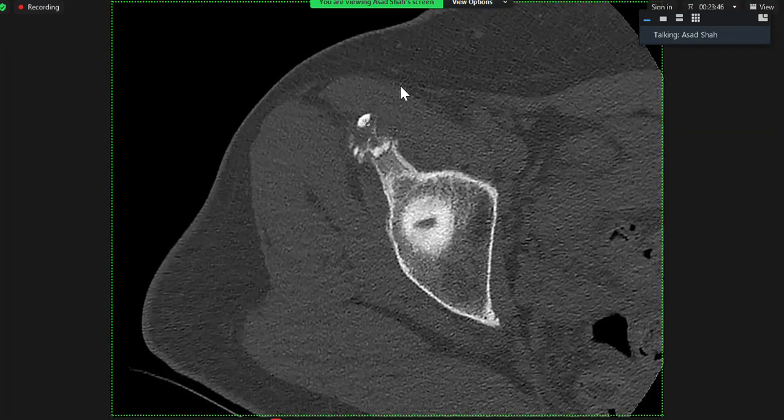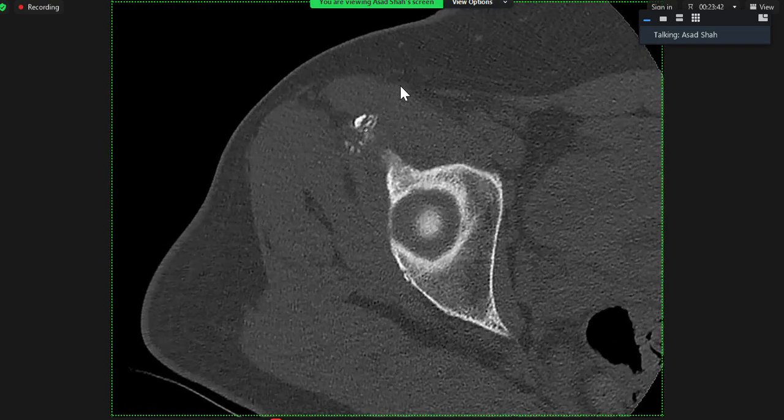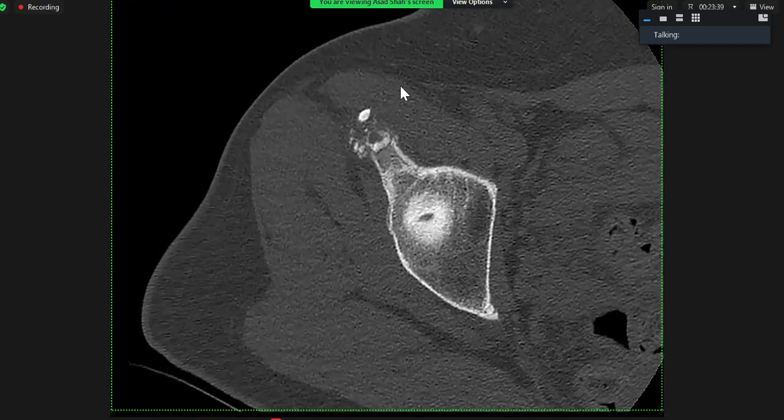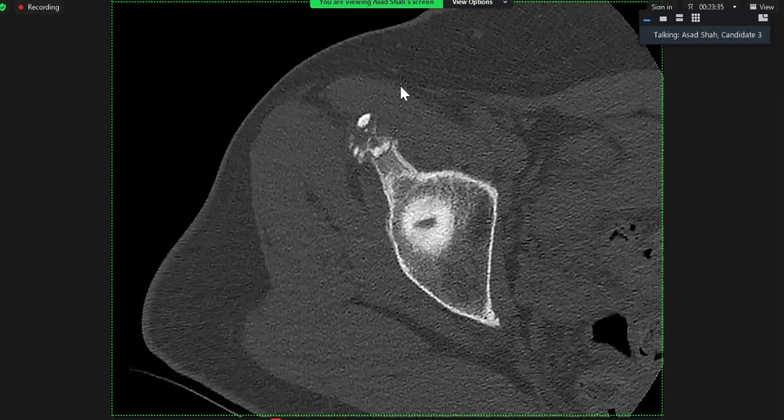But what about these amorphous, dense kind of densities there? Any thought? I'm thinking in line of myositis ossificans. No, myositis ossificans will be in the muscle. This is in the region of the tendon. We talked about tendon avulsion injury, right? Okay, fair enough. That's still a possibility.